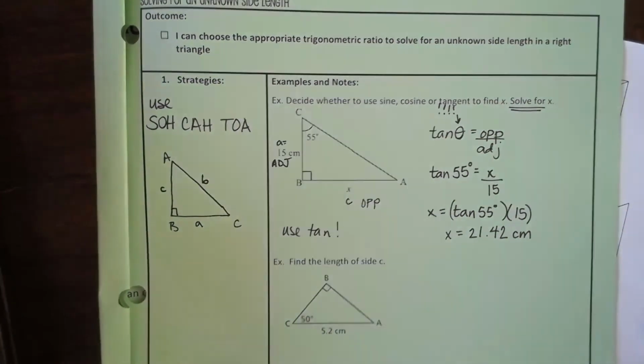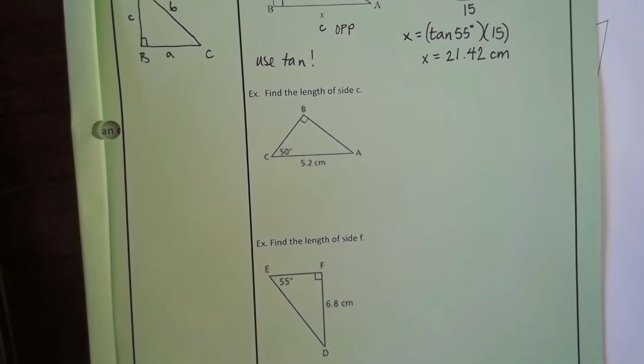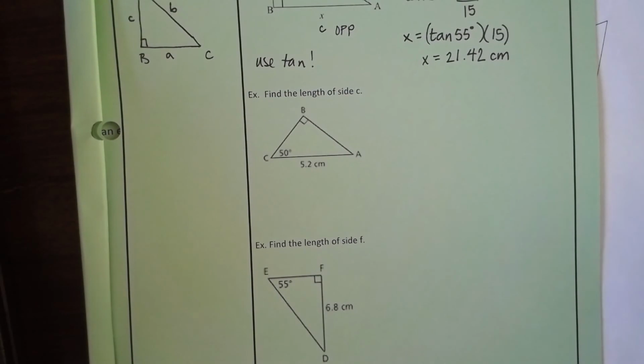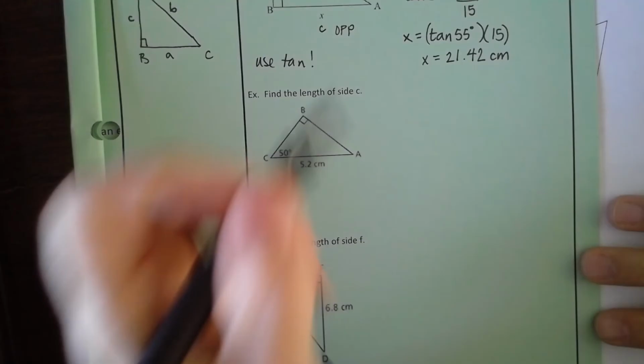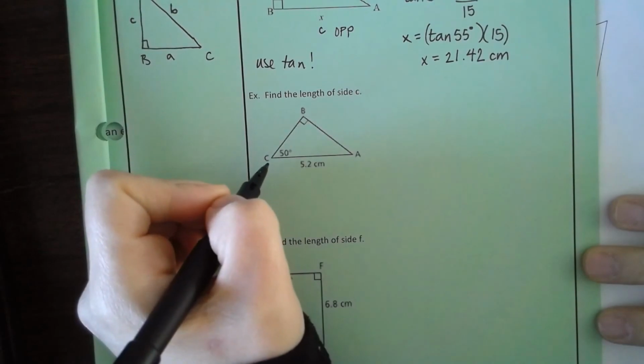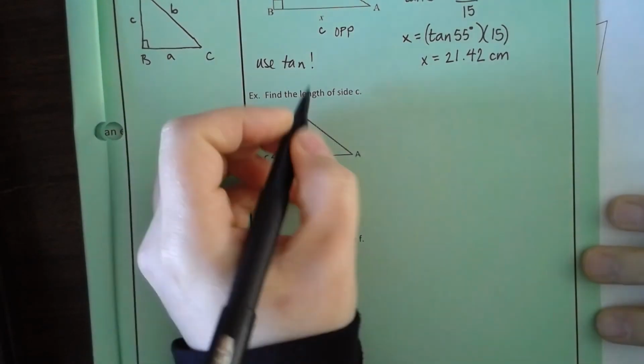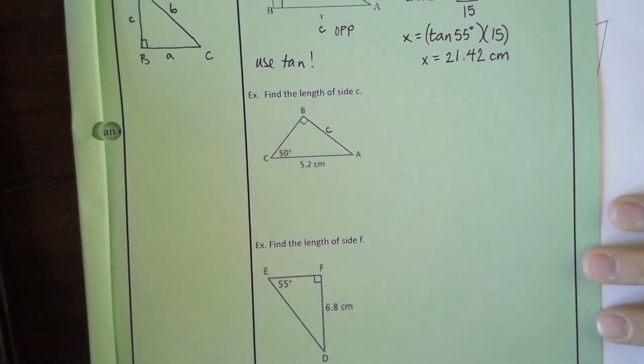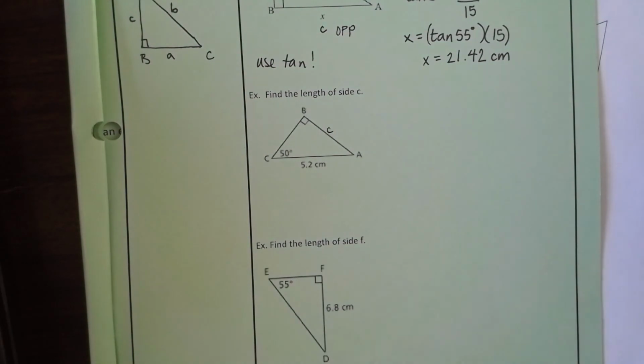All right, let's take a look at the next example. Let's find the length of side C. Now in this problem, it's not labeled for you, right? But we know that side C is across from angle C. So that's what we're looking for. So what trig ratio are we going to use here? Pause the video.